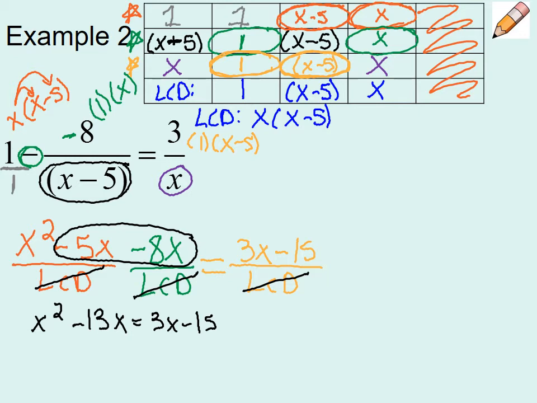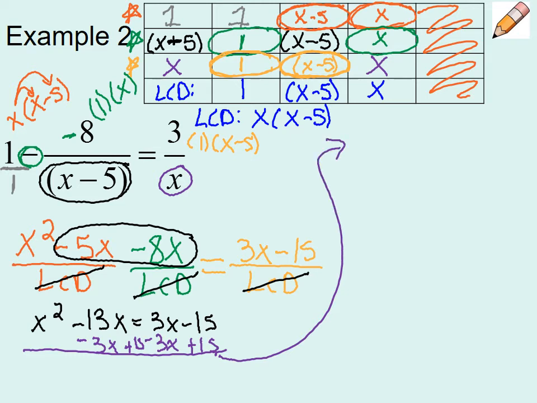So when I'm setting this equal to 0, I'm going to subtract 3x and add 15. Subtract 3x, add 15, and I am going to get, over here, x squared minus 16x plus 15. Now, once this is done, you guys, and it's set equal to 0, I'm going to use my favorite thing in the entire world, which is the fabulous AC method.